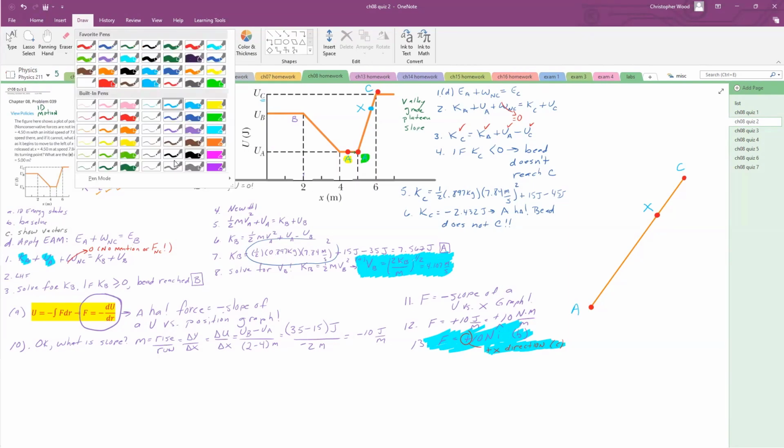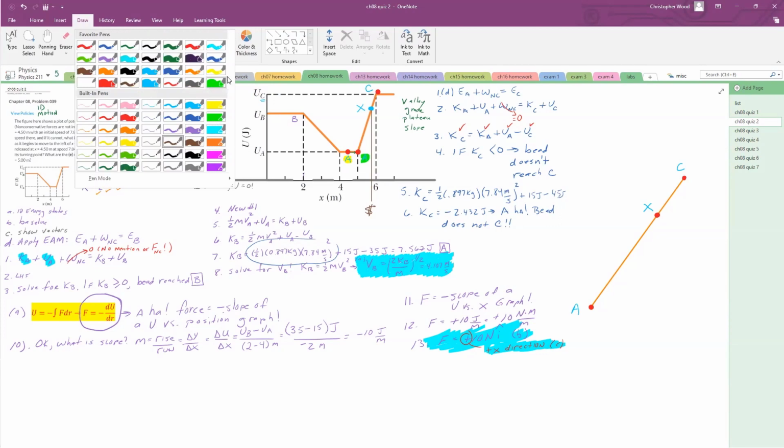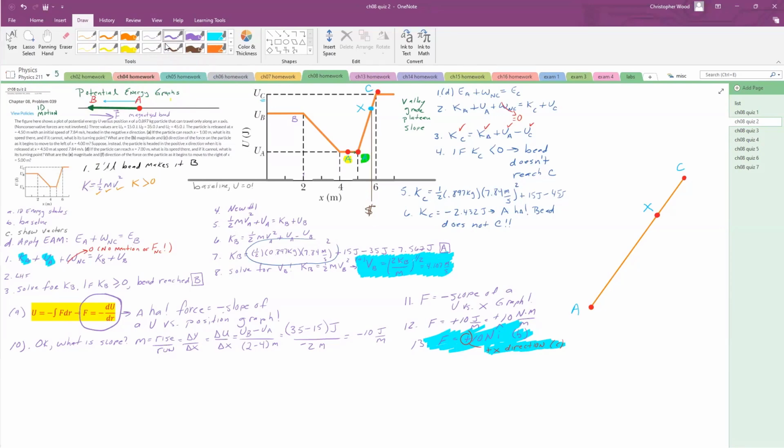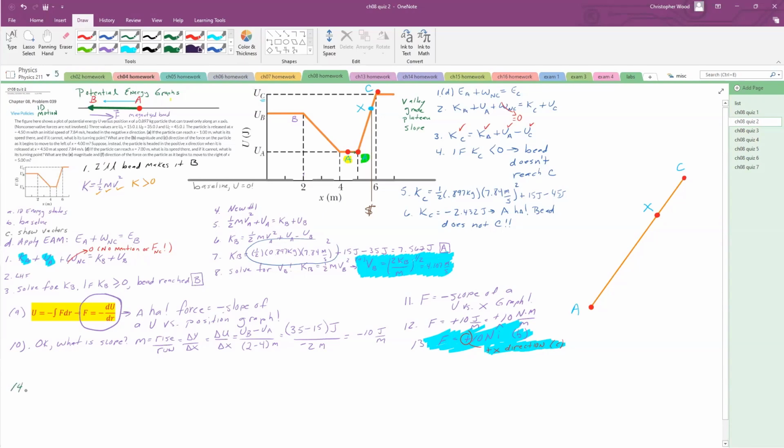I'm going to drop this line right here. The question is, where exactly does this bead stop? And right here, this is the dollar sign. That's what I got to find right now. All right. I just redrew it to make it a little bit easier to look at. Number 14, I'm going to go way over here and maybe change the color for step 14. Step 14. Here goes. Energy at A plus non-conservative work equals energy at X.